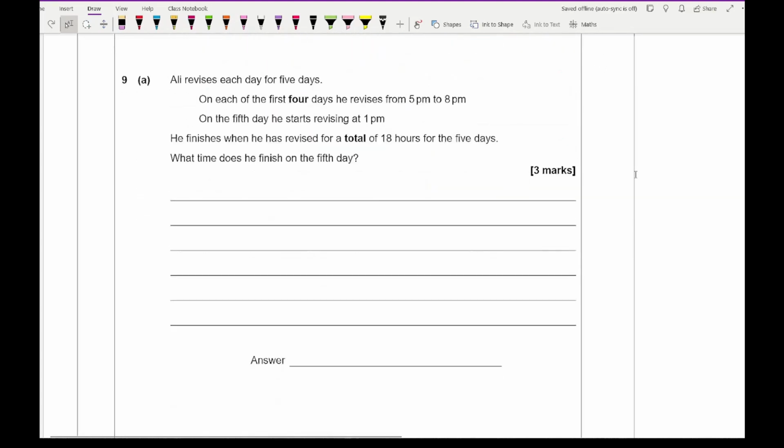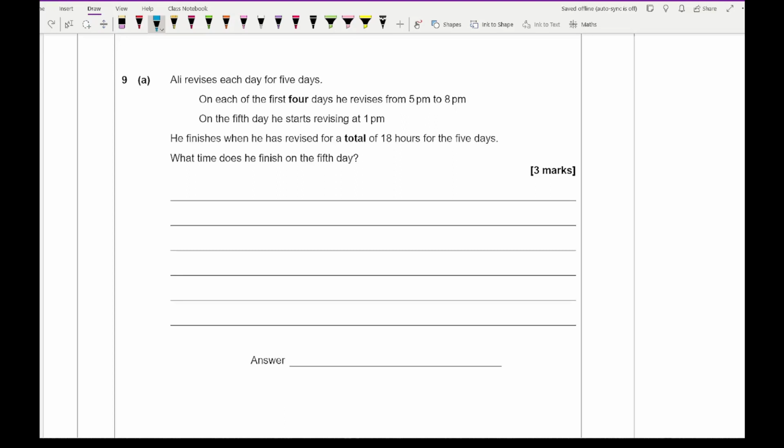Then moving on to question 9, it says Ali revises each day for 5 days. On each of the first 4 days, he revises from 5 p.m. to 8 p.m. On the 5th day, he starts revising at 1 p.m. He finishes when he has revised for a total of 18 hours for the 5 days. What time does he finish on the 5th day?